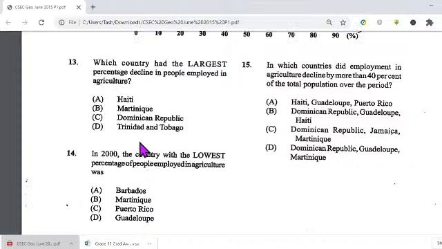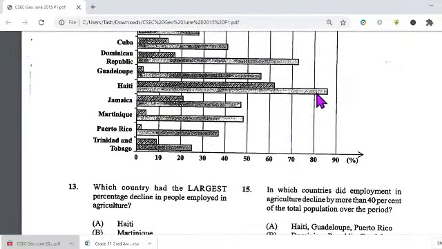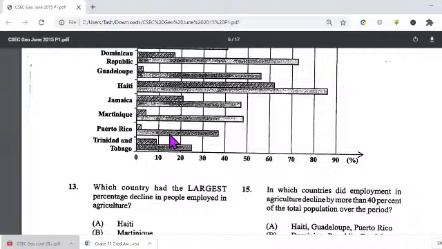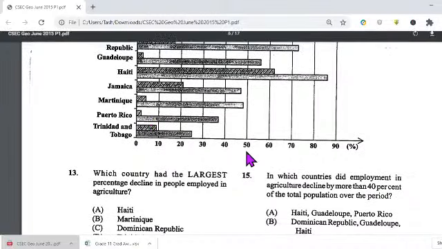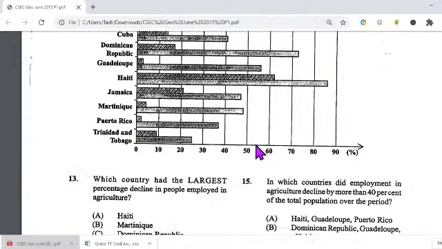In which countries did employment in agriculture decline by more than 40% of the total population over the period? So again, in which countries did employment in agriculture decline by more than 40% over the period? So we're looking for a big decline. Haiti, Guadeloupe, and Puerto Rico. Let's look at those first. Haiti, that doesn't look like 40%. Guadeloupe. Dominican Republic, Guadeloupe, and Haiti. Haiti is not 40%, so we can take that one out as well.